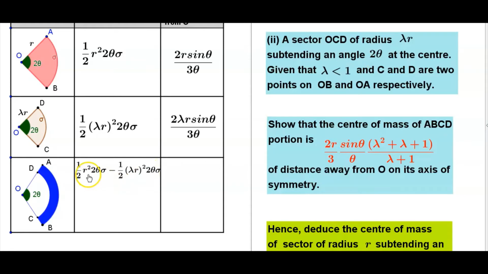Half r squared 2 theta into sigma minus this one, half lambda r whole thing squared 2 theta sigma. When we simplify, these 2 and 2 cancel. Therefore, 1 minus lambda squared, so common r squared theta sigma: 1 minus lambda squared into r squared theta sigma.